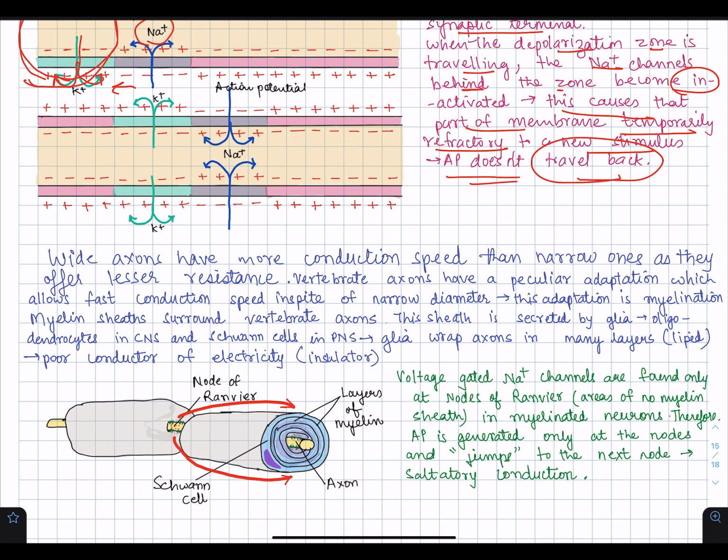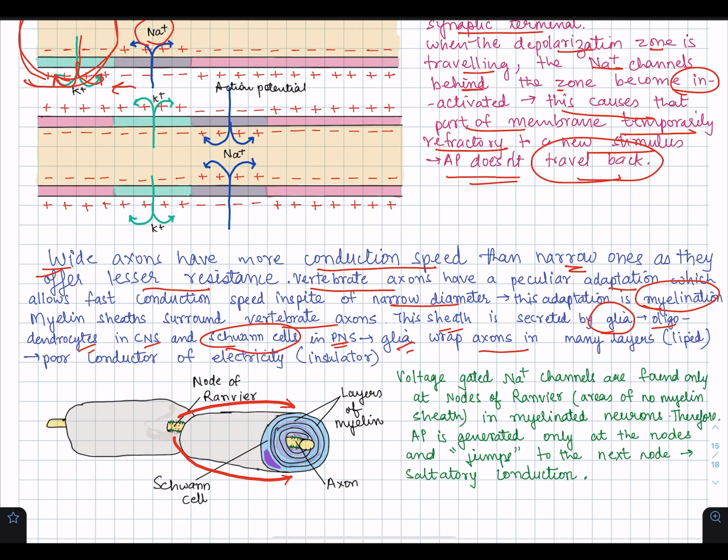Now, wide axons have more conduction speed than narrow ones as they offer lesser resistance. Vertebrate axons have a peculiar adaptation which allows fast conduction speed in spite of narrow diameter. This adaptation is myelination. Myelin sheaths surround vertebrate axons. This sheath is secreted by glia, oligodendrocytes in the central nervous system and Schwann cells in the peripheral nervous system.